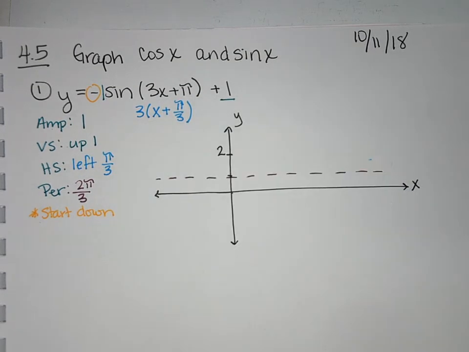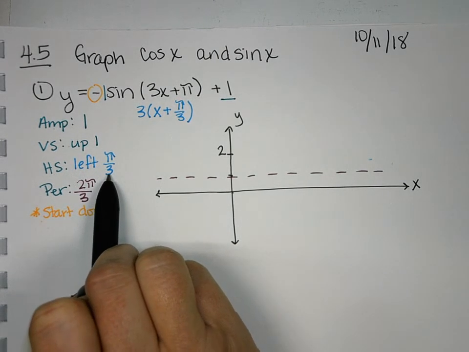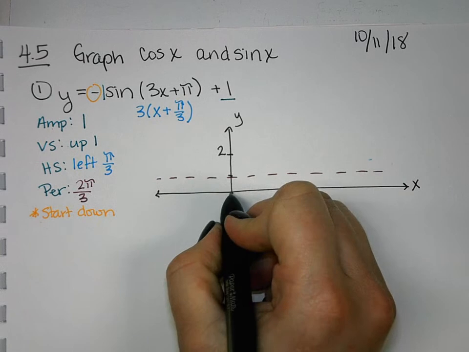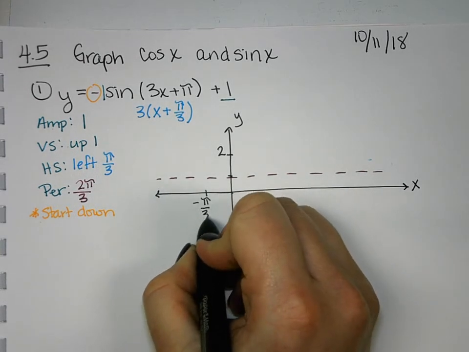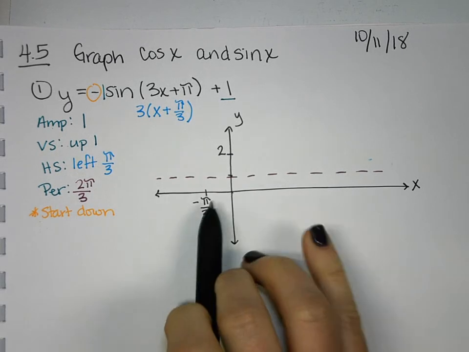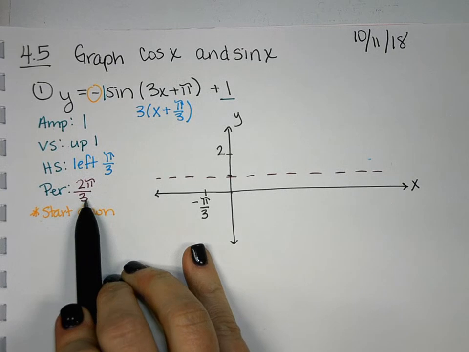For the x-axis, I need to start by moving my starting point from 0 to pi over 3 to the left. So I'm going to go negative pi over 3. Now from my start point to my end point, I have to go a total of 2 pi over 3.